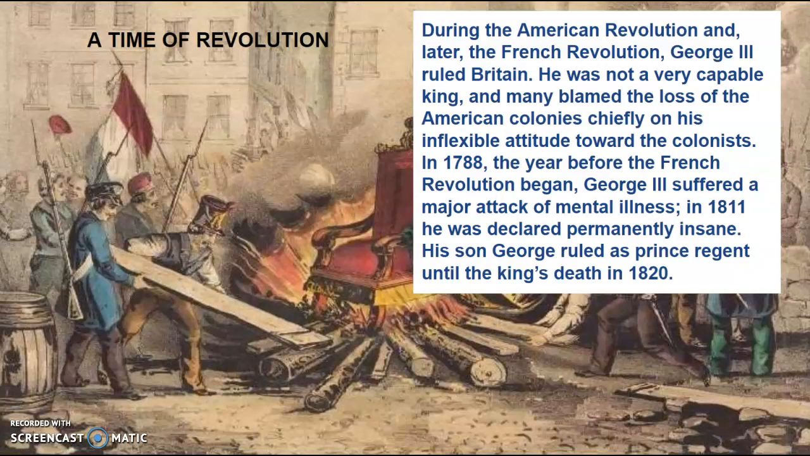A time of revolution. During the American Revolution and later the French Revolution, George III ruled Britain. He was not a very capable king, and many blamed the loss of the American colonies chiefly on his inflexible attitude toward the colonists. In 1788, the year before the French Revolution began, George III suffered a major attack of mental illness. In 1811, he was declared permanently insane. His son George ruled as Prince Regent until the king's death in 1820.